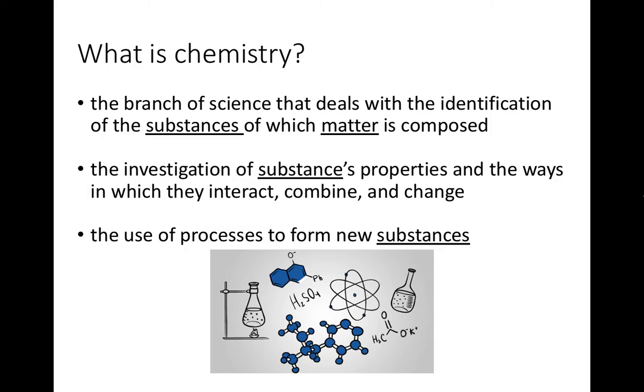So starting out, the question may be, well, what is chemistry and what am I actually going to be doing this semester as we go through these different topics? So these are three definitions that I found that I think altogether describe what chemistry is. Chemistry is the branch of science that deals with the identification of the substances of which matter is composed. It's the investigation of substances' properties and the way in which they interact, combine, and change. And it is also the use of processes to form new substances or to optimize the processes we already have.